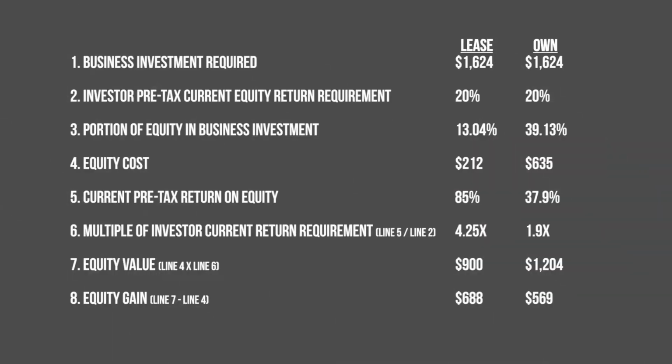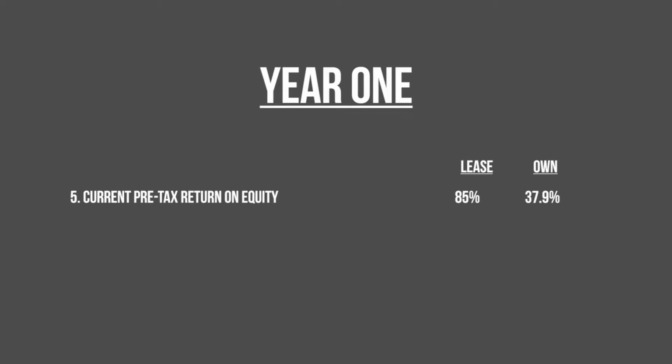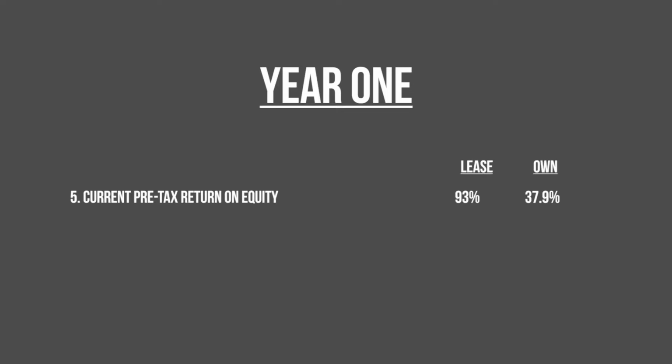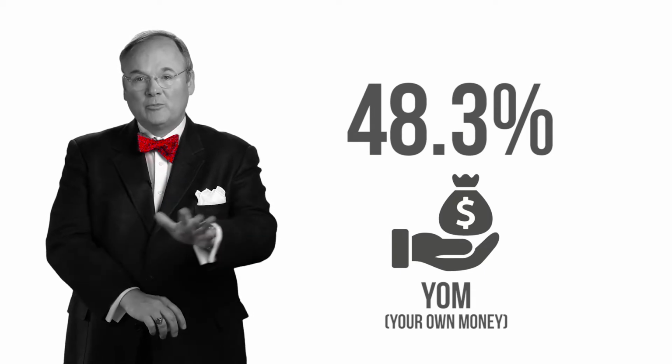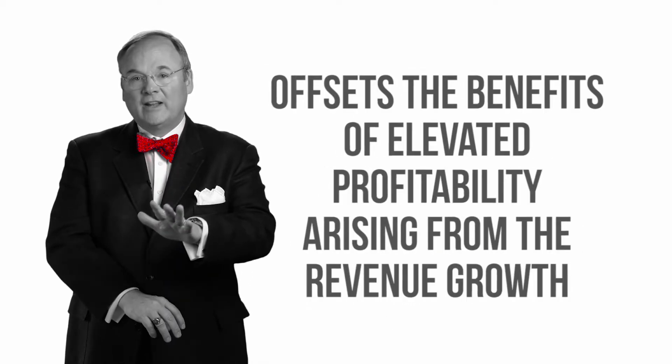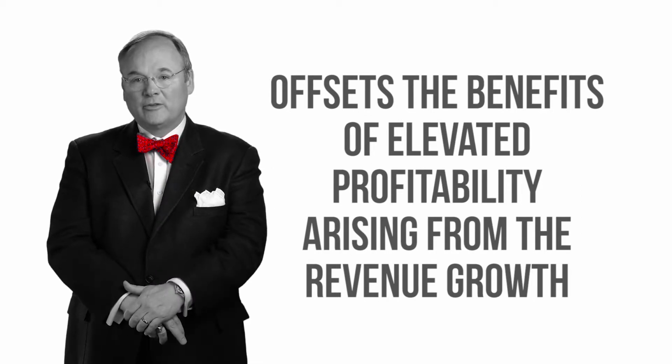With these changes in mind, let's see what happens in year 5 to equity rates of return in our illustration. Here it turns out that the leasing current pre-tax rate of return rises from 85% in year 1 to over 93% in year 5, which is a function of stable operating margins and a lease rate that rises slightly slower than sales growth. But for the ownership illustration, the rate of equity return actually falls from 37.9% to just below 35%. This is a function of the YAM percentage rising to about 48.3% from the starting point of 39.1%, which offsets the benefits of elevated profitability arising from revenue growth.